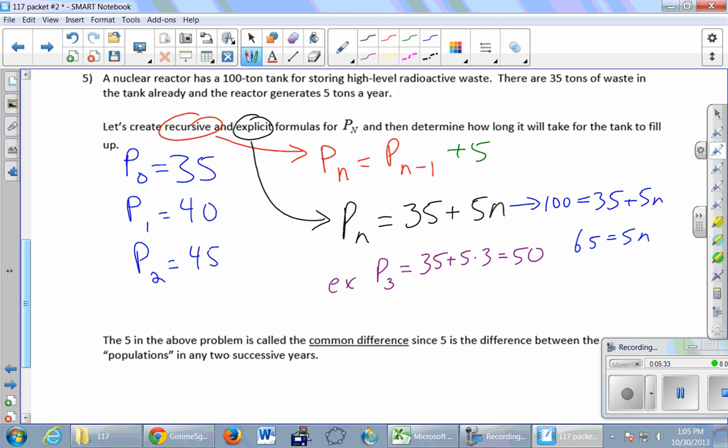I'm just not having a good day so far. So we take 65 and divide it by 5. And lo and behold, 13. Right? 13 what? 13 years. N is just the time unit in this problem, it's years. So in 13 years, this tank will be at full capacity, and we need to do something about that. Questions on that?